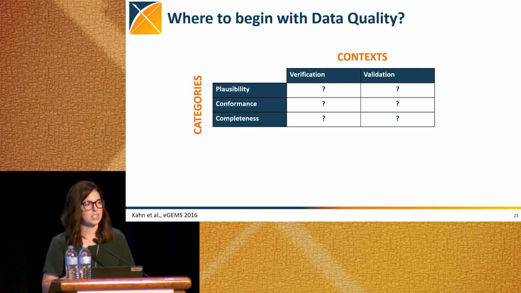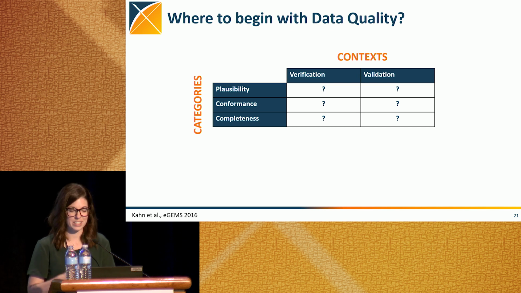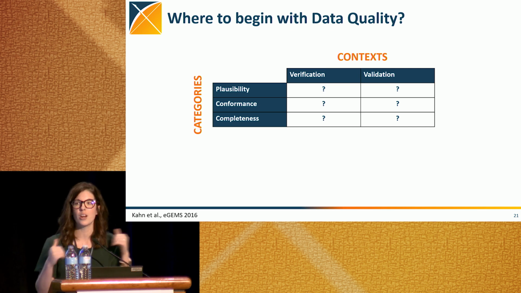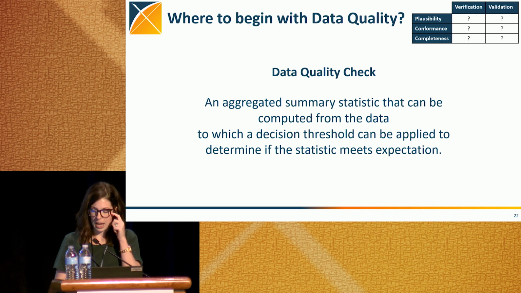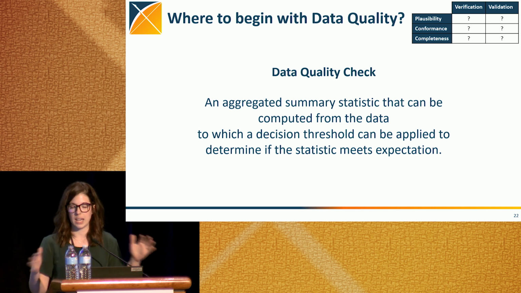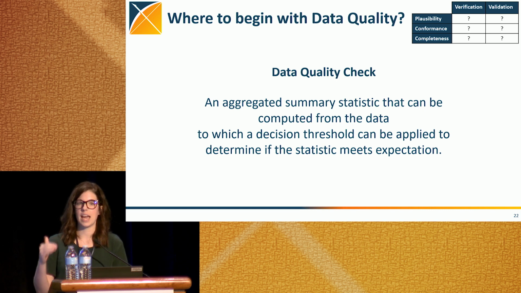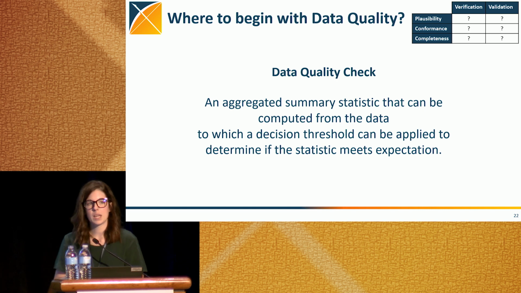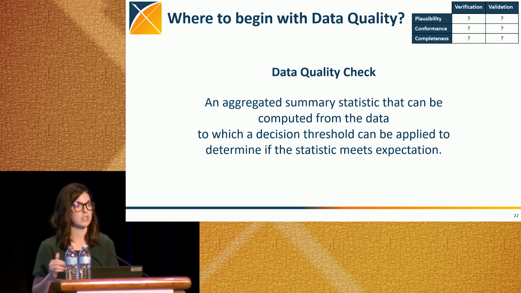So in true OHDSI fashion, that led us to another question, which was, okay, how do we define a data quality check? Because in OHDSI, if you haven't learned so far, we're all about transparency of communication and clarity of language. So what is a data quality check? What we ended up deciding on, and the definition that we used, is that a data quality check is an aggregated summary statistic that can be computed from the data, to which a decision threshold can be applied to determine if that statistic meets expectation.